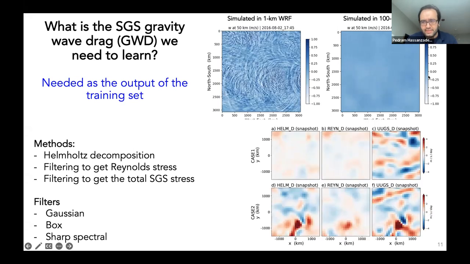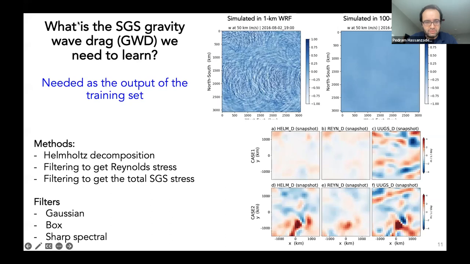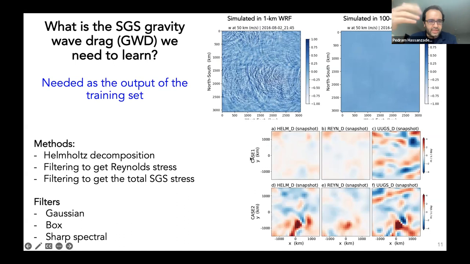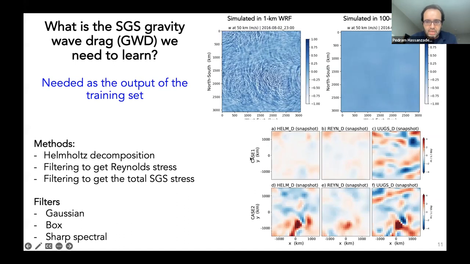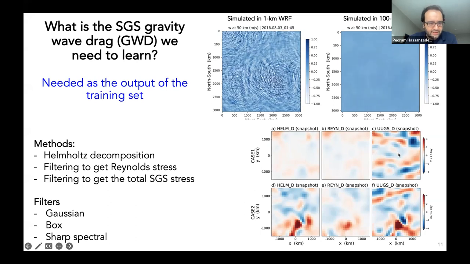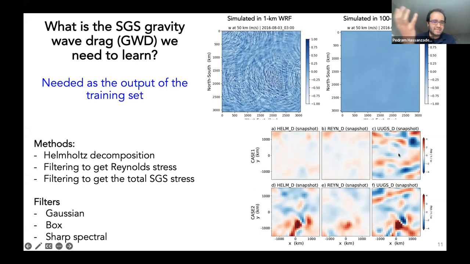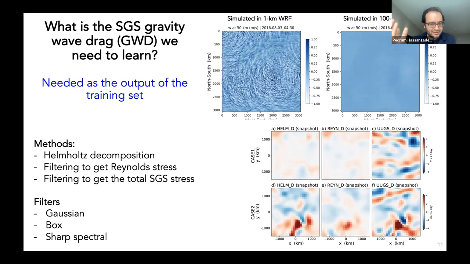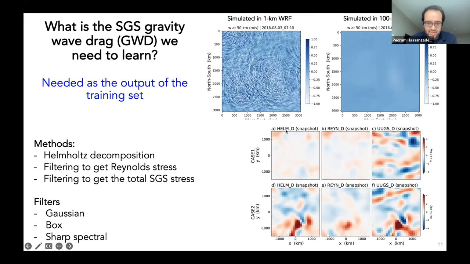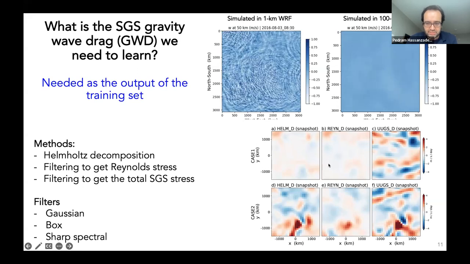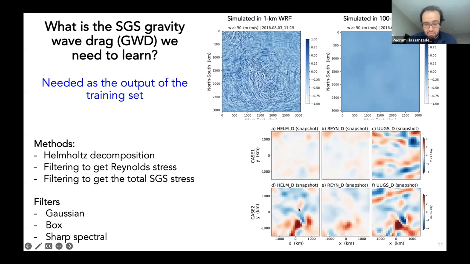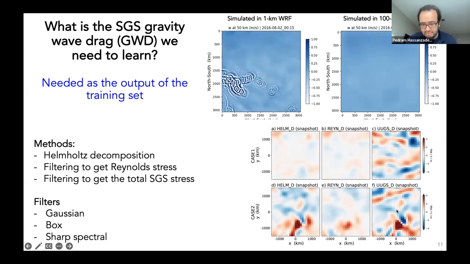But then this is what we get. So here I'm showing you the drag from the gravity waves that we get using these 3 techniques in 2 of the cases in those boxes that I showed in different regions in the tropics. And you see that the methods give vastly different answers in terms of what is the term that you actually need to learn. And so you see that here, it seems that the Reynolds stress method and the Helmholtz decomposition give similar results, but then you look at another case and you see that actually they're not. Here, there might be more similarity between this one and this other method.